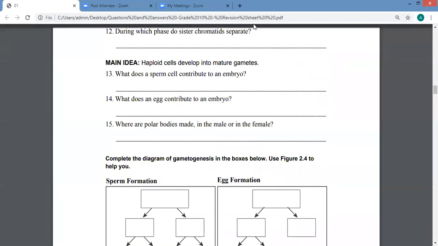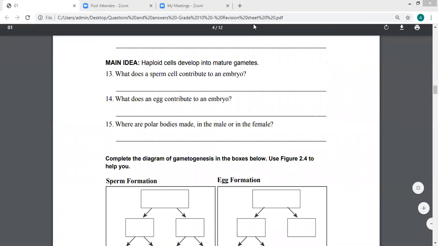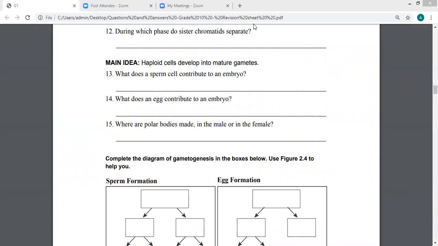Number 13. What does the sperm contribute to an embryo? Listen to me. The question asks about the fertilization process, and we know that the fertilization process is the fusion between male gamete and female gamete to form zygote, and then zygote enters many successive divisions to be embryo.